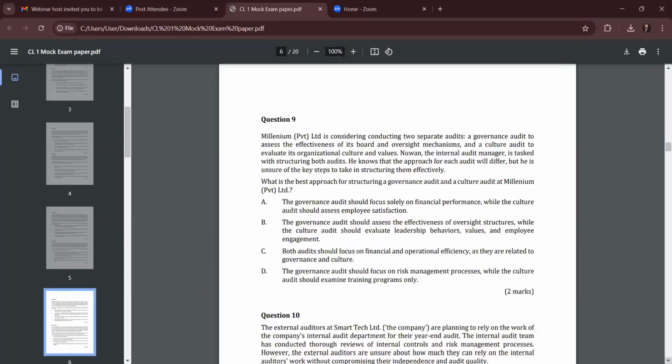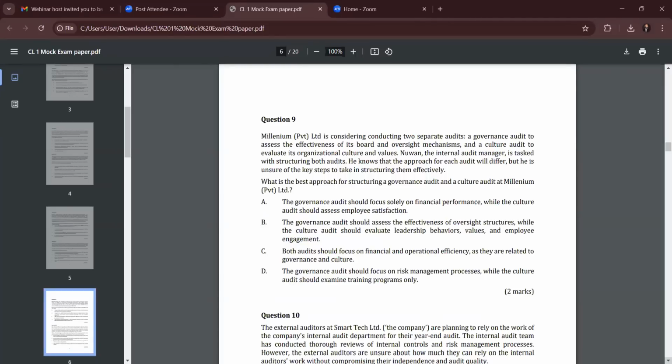He knows that the approach for each audit will differ, but he is unsure of the key steps to take in structuring them effectively. මේ දෙක structure කරද්දි කොහොමද කරන්නේ? Because 2 audits are 2 different. The governance audit should focus solely on financial performance, while the culture audit should assess employee satisfaction. වැරදීනේ ළමයි. Governance audit, is it that financial performance that you are evaluating? No. That's the corporate governance and risk management you are evaluating.